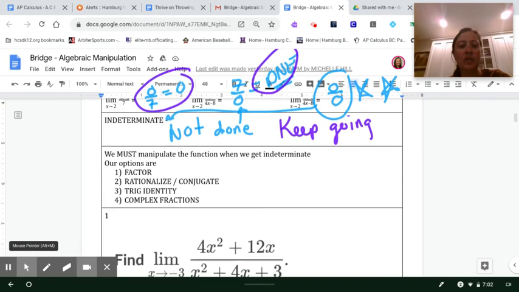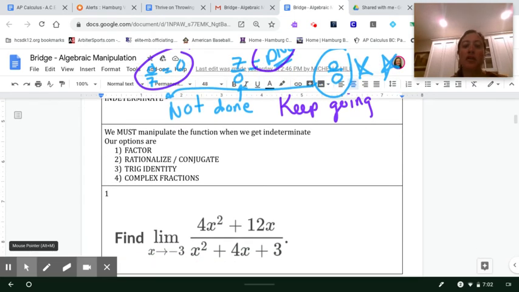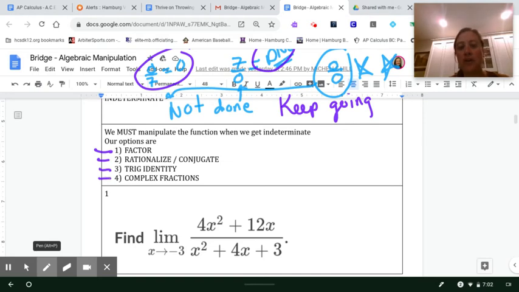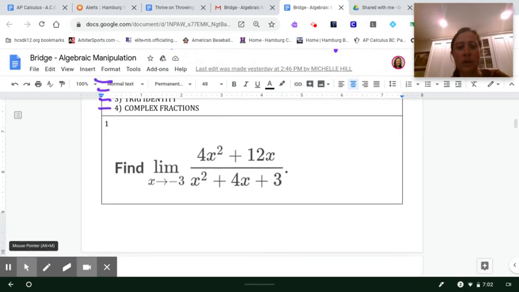So here's our options. We must manipulate the function when we get indeterminate. So your options are, you can factor, you can rationalize by using a conjugate, you can use a trig identity or a complex fraction. So there's basically 4 different options we need to play with. So let's take an easy one, for example.